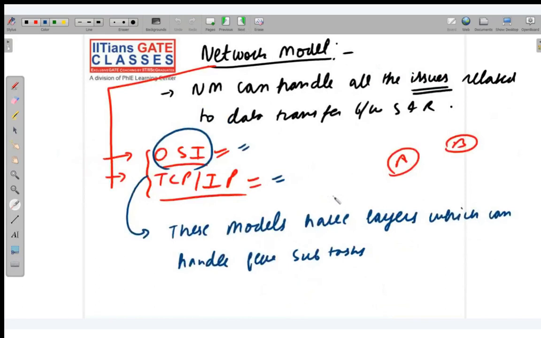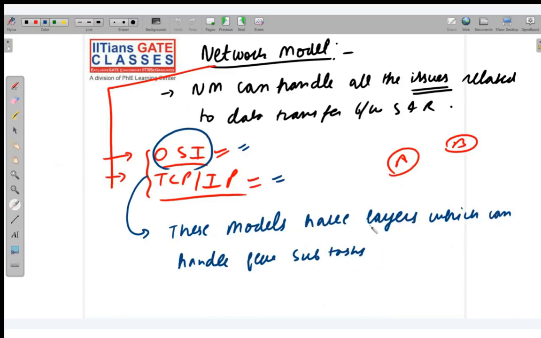For example, you want to do lots and lots of things. How will you manage that? You will hire a team, and you will assign a few works to each and every team member. That is the case. So the network model will handle all the issues. Now how will they handle that? They will have layers. All these models have layers which can handle a few subtasks.